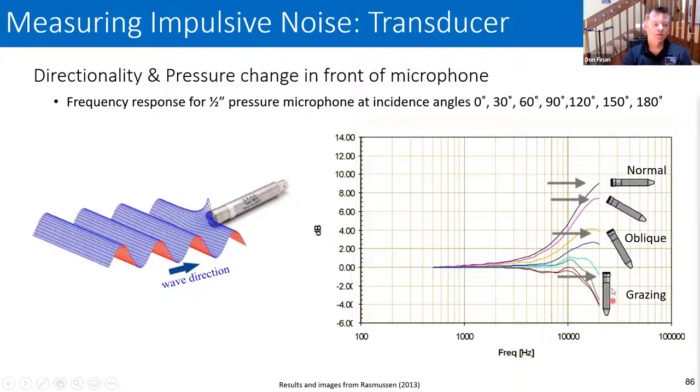If we jump down to a grazing incidence here, where the wavefront is going across the top of the microphone diaphragm, we don't have that problem anymore. So we're not causing this incorrect increase in the pressure waveform just due to the orientation of the microphone. The orientation is actually quite important. We could overestimate a peak with normal incidence versus grazing incidence, just because of the wavefront going directly into the diaphragm for normal incidence or across it for grazing.